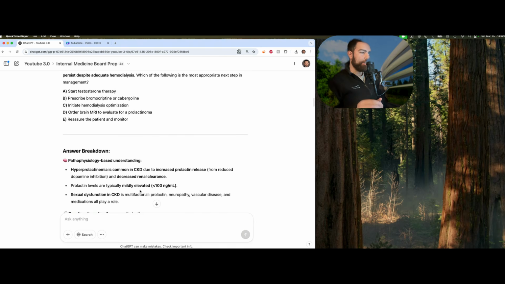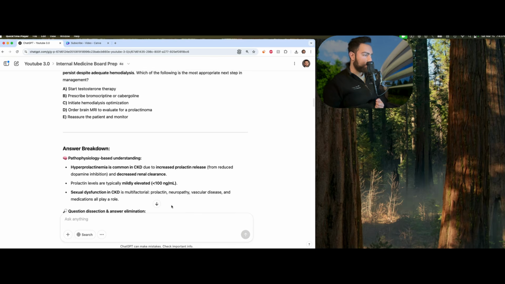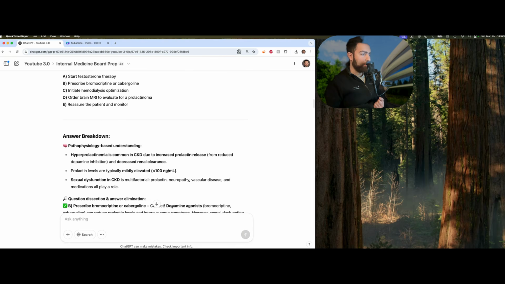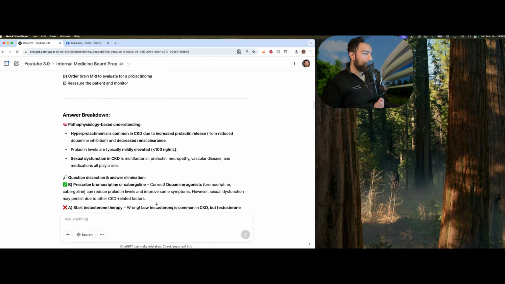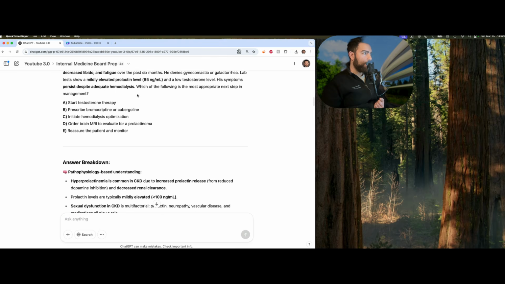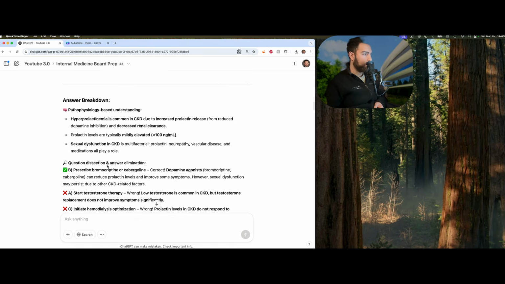Sexual dysfunction in CKD is also multifactorial. It's not just prolactin, but it is possible. You can have sexual dysfunction in CKD that arises from neuropathy, vascular problems, and you name it. Medications can always do that as well. So in this question, the patient does have hyperprolactinemia, and the answers are as follows.